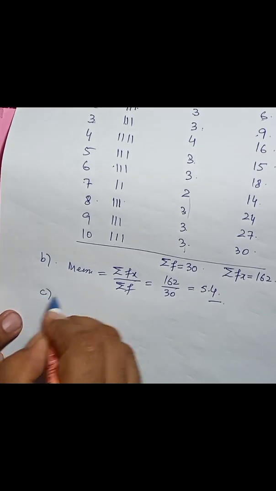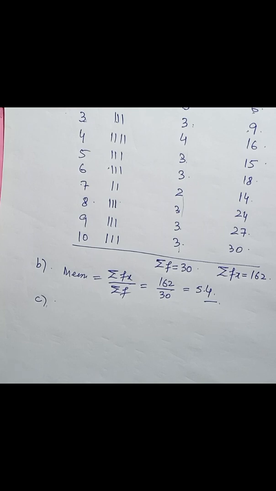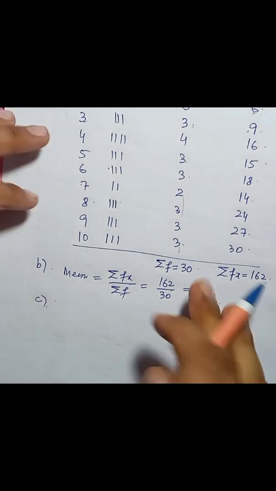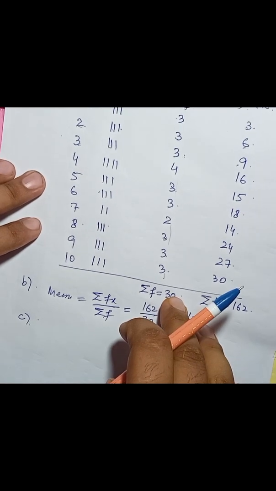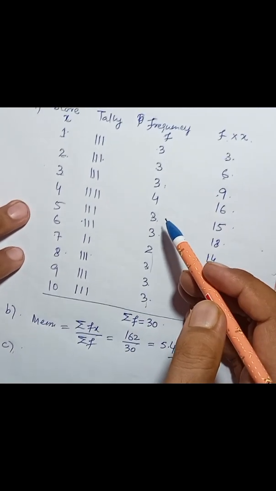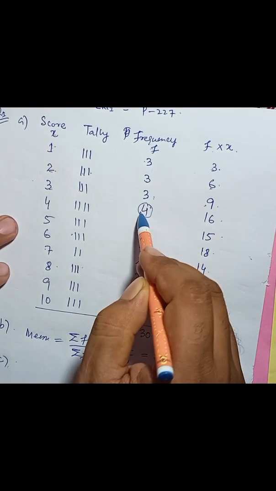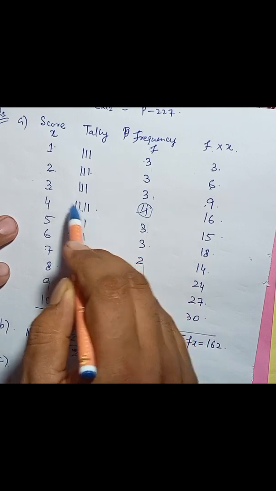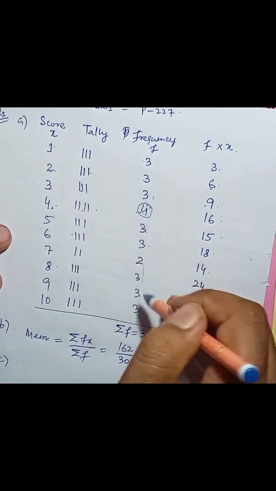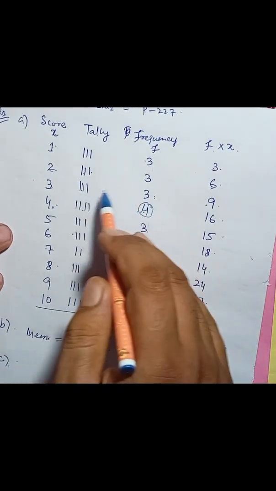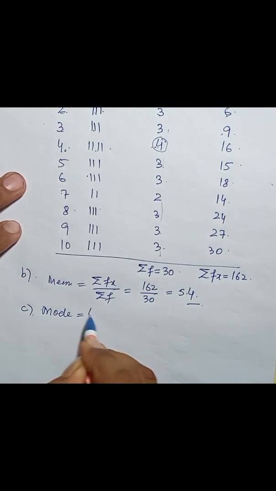And C is the modal score. What is the modal score? You can see here the term which exists most frequently, that is where the frequency has the higher value. We can see here the frequency has the higher value. It means corresponding to this term, I will check which number it is. It is 4. That means 4 is existing most frequently among these terms. So I can write the mode is also 4.